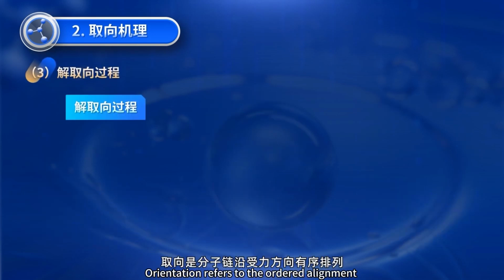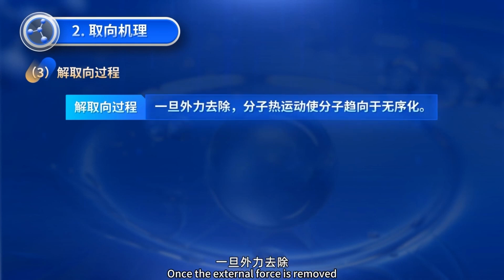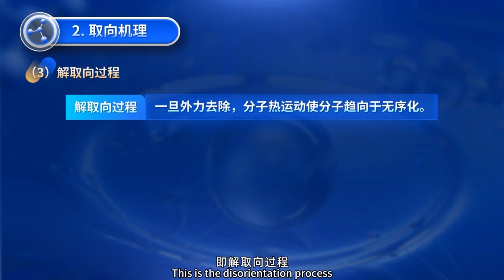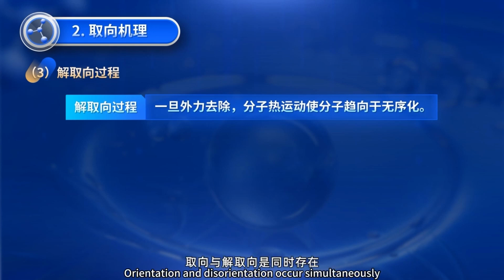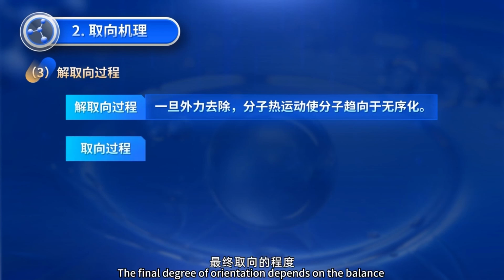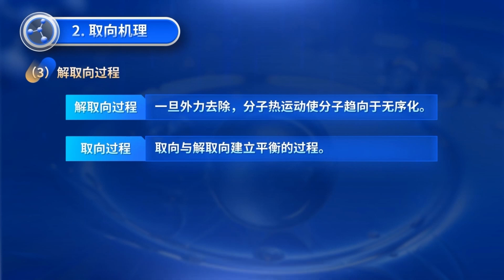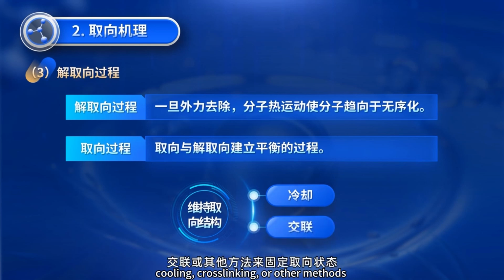Disorientation process. Orientation refers to the ordered alignment of molecular chains along the direction of stress. Once the external force is removed, thermal motion between molecules drives the system back to a disordered state. This is the disorientation process. Orientation and disorientation occur simultaneously. The final degree of orientation depends on the balance between orientation and disorientation. To maintain the oriented structure, cooling, cross-linking, or other methods are usually applied to fix the orientation state.